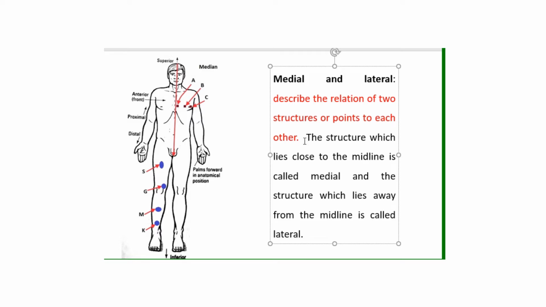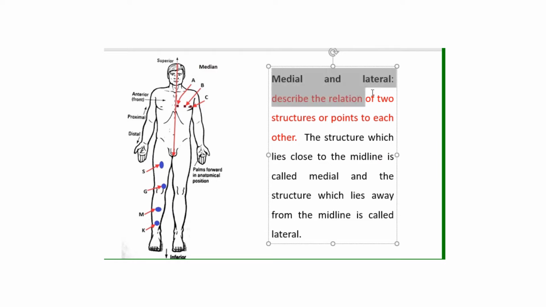The structure which is nearer to the median plane, this is the median plane, is called the medial, and the structure which is away from the median plane is called lateral. So A is medial to B, A is medial to C, but B is lateral to A and medial to C.